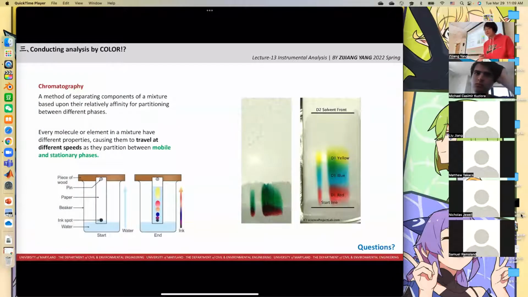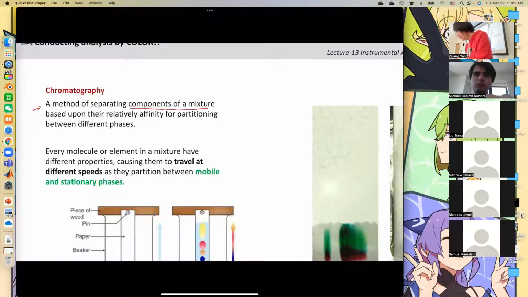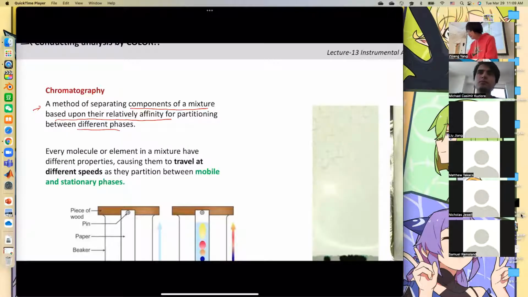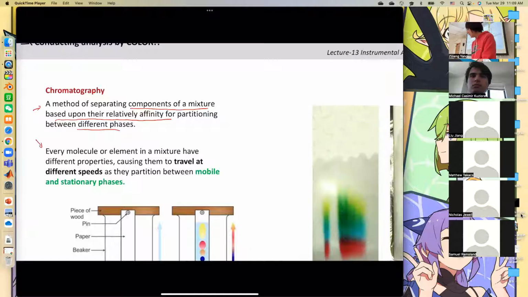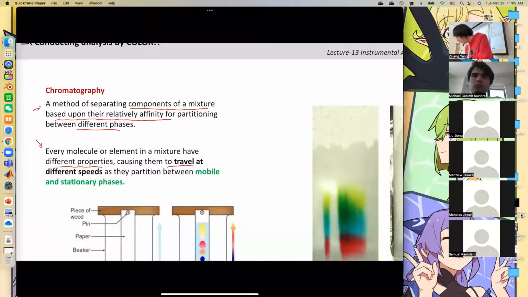Okay, so let's look at chromatography, which is based on color. Chromatography is a method of separating components of a mixture based on their relative affinity for partitioning between different phases. Basically, every molecule or element in a mixture has different properties, and because of that, they can travel at different speeds as they partition between the mobile phase and the stationary phase. And this is a little bit abstract.